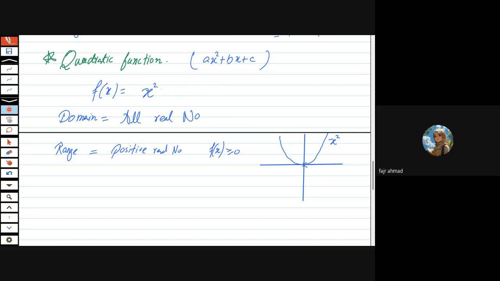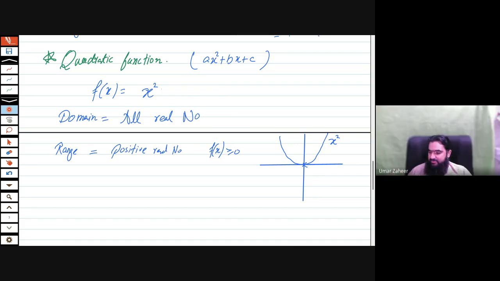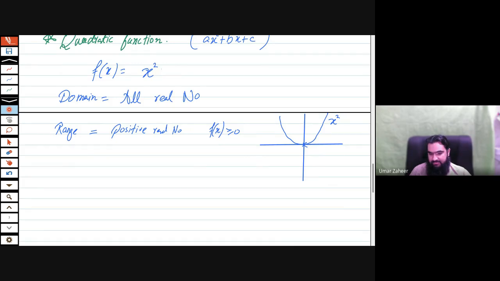If you have any other type of function, basically this part is moving upward and downward. So you need to find this turning point. You need to find this turning point. For example, this point is minus 4 comma 3, let's say.